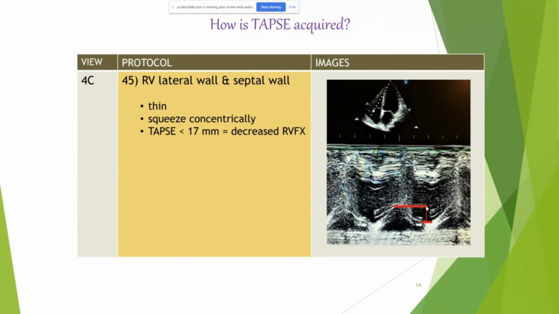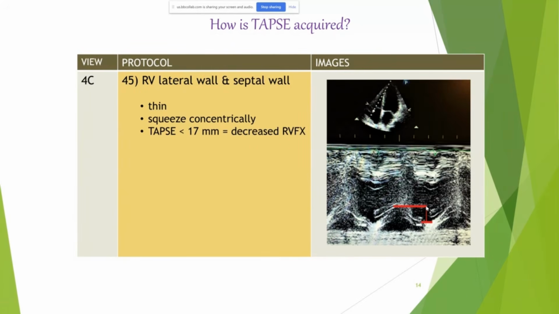So let's talk about what TAPSE is. Again, we use it for general RV function, right ventricular function, mostly for RV systolic function. So TAPSE stands for Tricuspid Annular Plane Systolic Excursion. See how long that name is? That's why we call it TAPSE. And it normally reflects the RV longitudinal function, but it also correlates well with measurements that estimate globally how well the right ventricle is functioning.